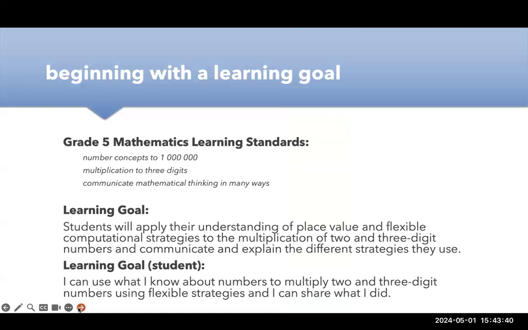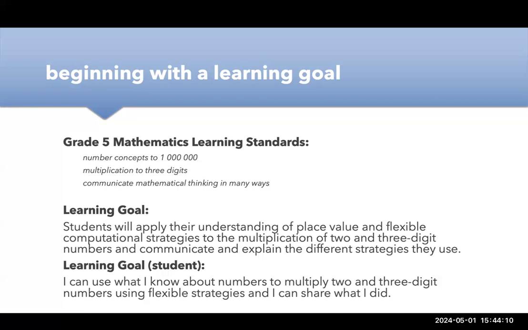So again, where do we start? When we're designing for learning, and then our assessment follows that, we begin with a learning goal. So we're combining curricular content and competencies. You can see here for that multiplication example, I've taken some grade 5 math learning standards. I've combined them into a learning goal that is my focus for my unit of study on multiplication. But then I've put it also in student language, and that's what I might have posted up on the board or in some sort of chart.